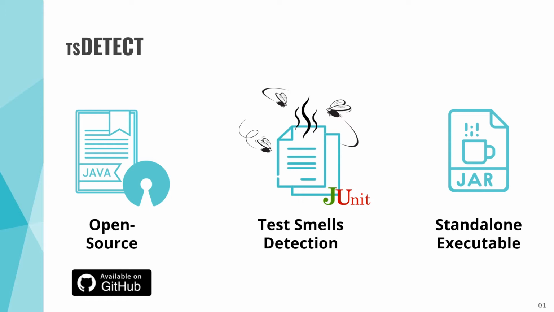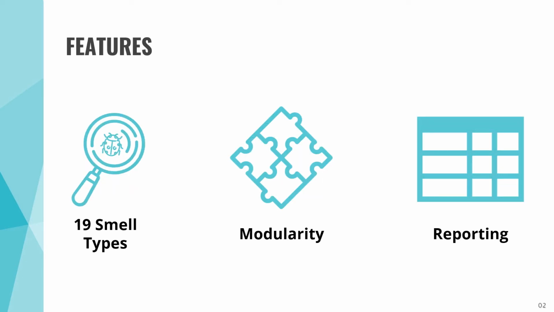tsDetect is an open-source test smells detection tool. As a command line tool, tsDetect can run as a standalone executable to analyze JUnit-based test files for the existence of test smells. The tool reports an average F-score of 96.5% in smell detection. At present, tsDetect can detect 19 different smell types.